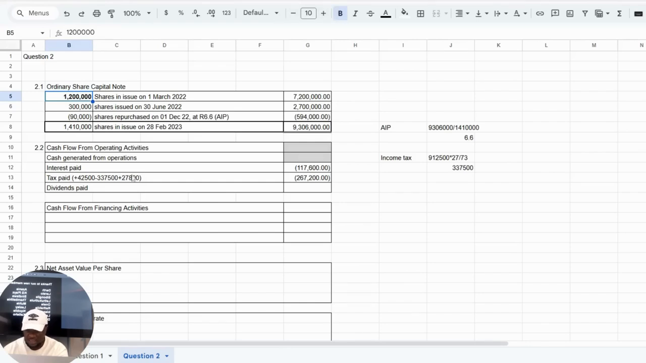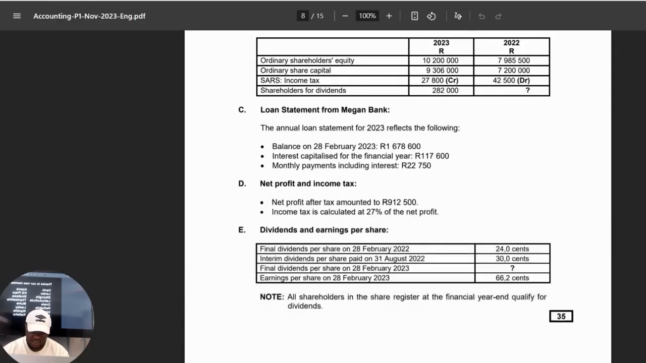So then when we work out dividends paid, we start off with the shareholders for dividends that relates to the previous year. So that was 24 cents. So I'm going to say 0.24. Then I'm going to multiply by 1.2 million. Right? And then after that, you're going to look at the current year's interim dividend because that's what would have been paid in the current year.